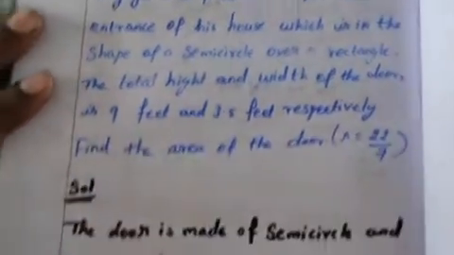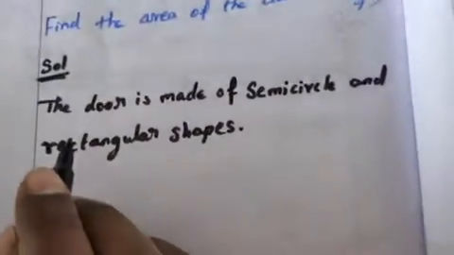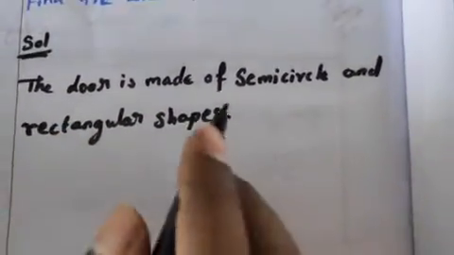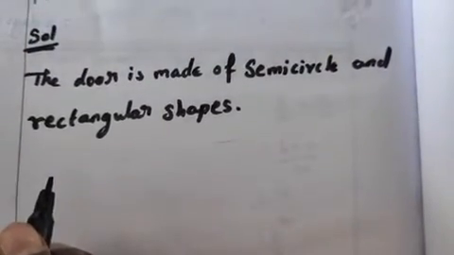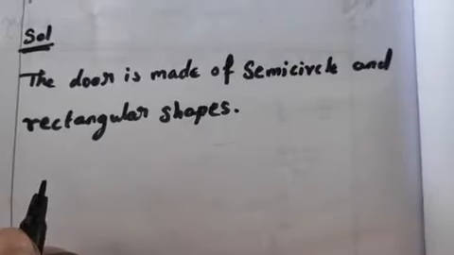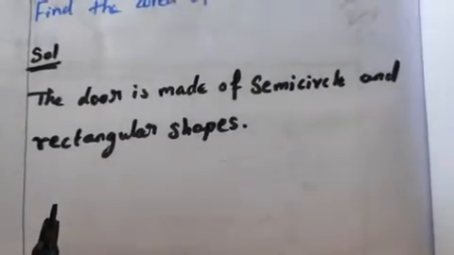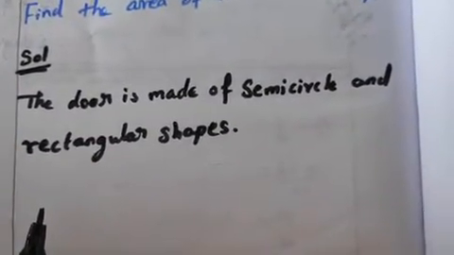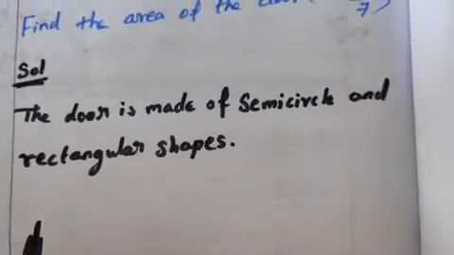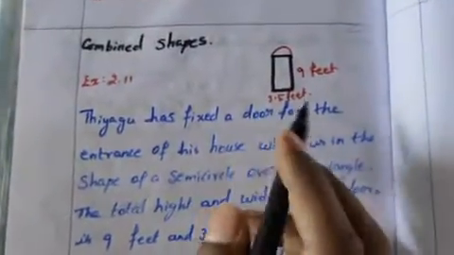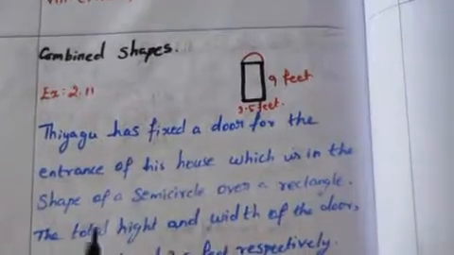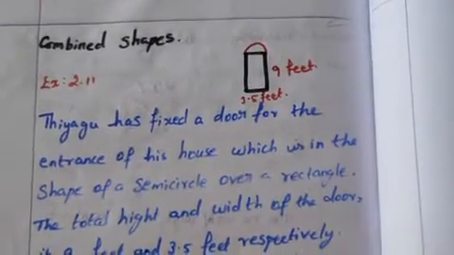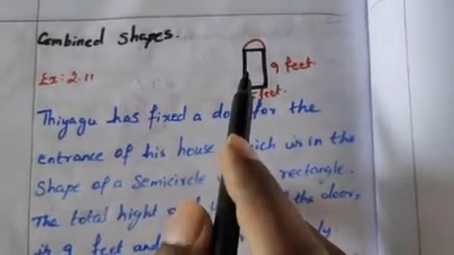Now we are getting to the solution. The first thing is the given: the door is made of a semicircle and a rectangular shape. First I said we need the area of the rectangle and the area of the semicircle. For the area of the rectangle, from the sum we have the width of the rectangle is 3.5 feet, but we do not have its length. Therefore we need the length of the rectangle.